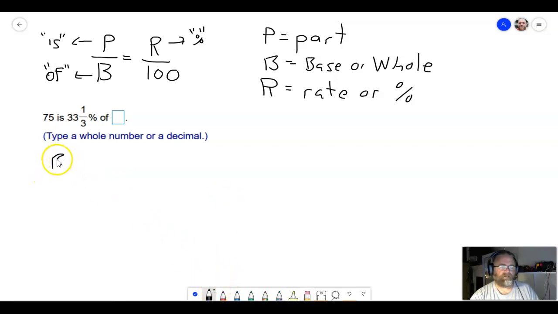So P, oh, that's a horrible P, isn't it? My mouse is starting to skip here. P is equal to 75. All right, now that 33 1/3%, that's going to be our R.